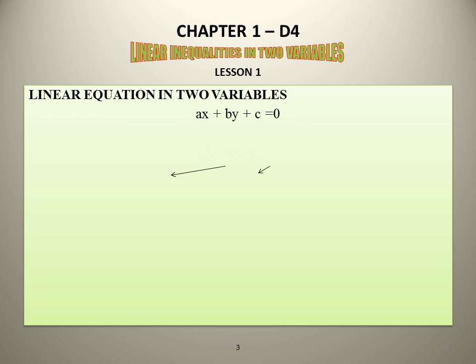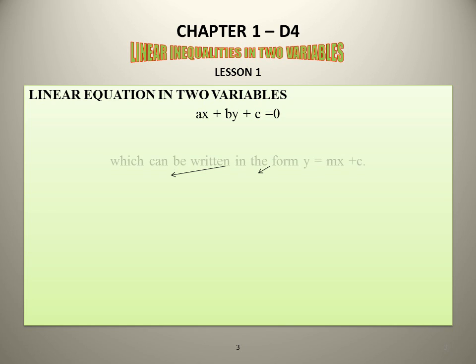Linear equation in two variables is of this type. We already have studied this in chapter number 6 of D3, which is coordinate geometry. Linear equation is in this form: ax plus by plus c equal to 0. X and y are two variables, so this is an equation in two variables, and the power of x and y is 1. That is why this is a linear equation in two variables.